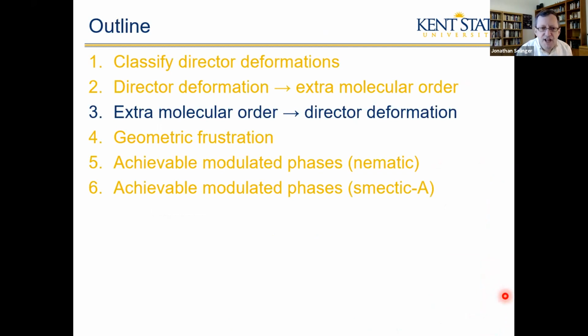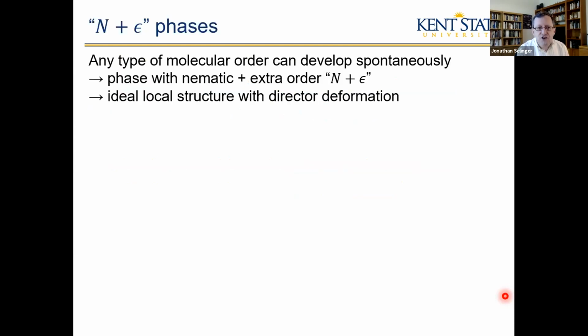Step three is to do step two in reverse. We notice that any of these kinds of extra molecular order might form spontaneously. If they do form spontaneously, then each of them would induce some director deformation. So a phase with nematic order plus a little bit of extra order, I'll call that an n plus epsilon phase. It has a little bit of one of the other kinds of molecular order, and it makes an ideal local structure with some director deformation.